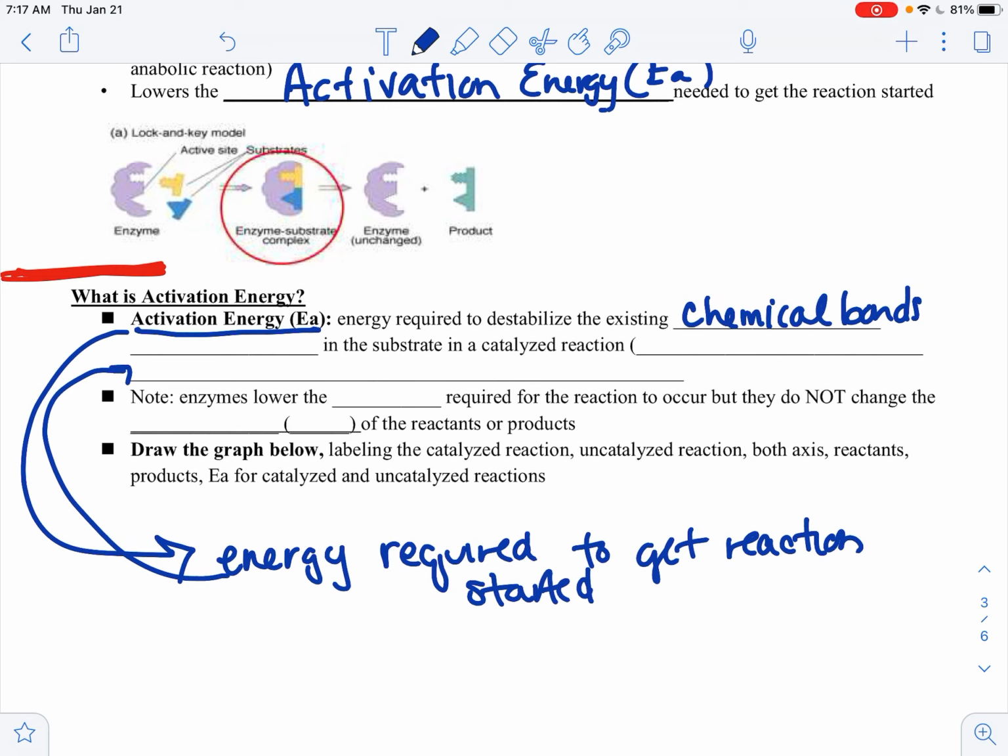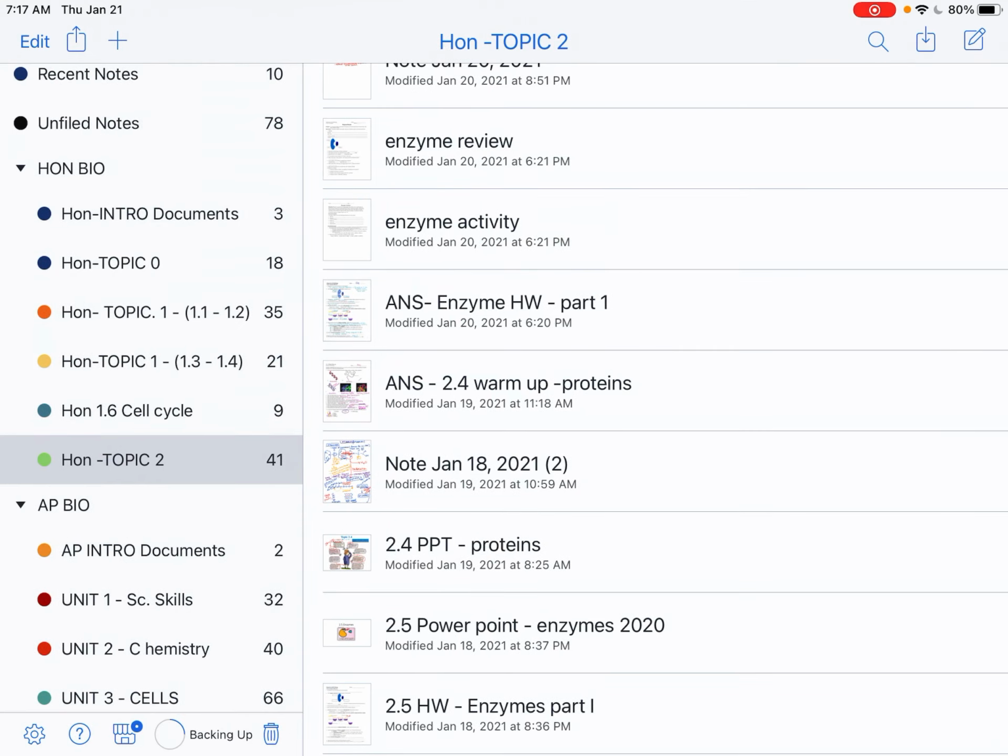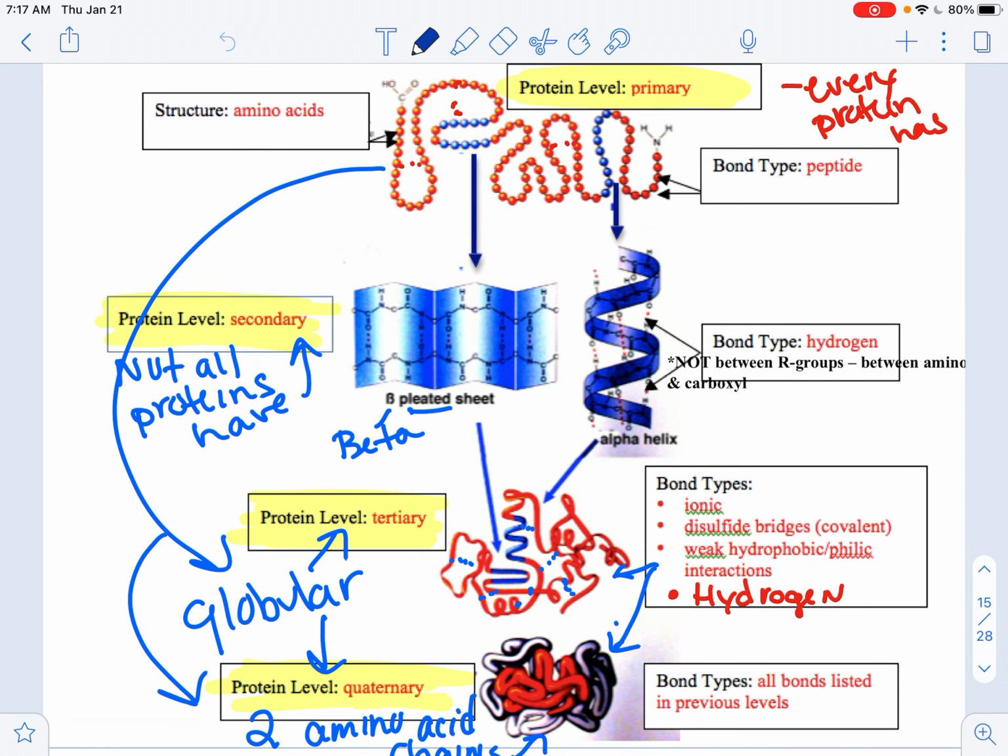So note that the enzymes lower the activation energy required for the reaction to occur, but they do not change the energy, which we refer to as G, the free energy, of the reactants or the products. Without getting too much into the chemistry, it's telling you to draw a graph below. But molecules have certain amounts of energy.